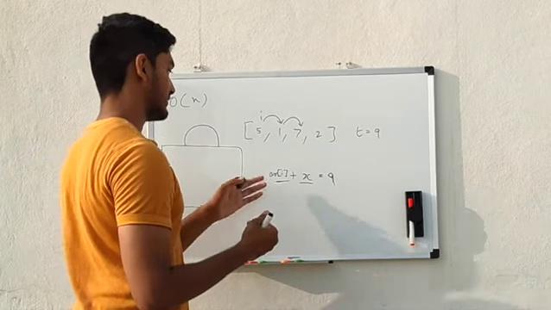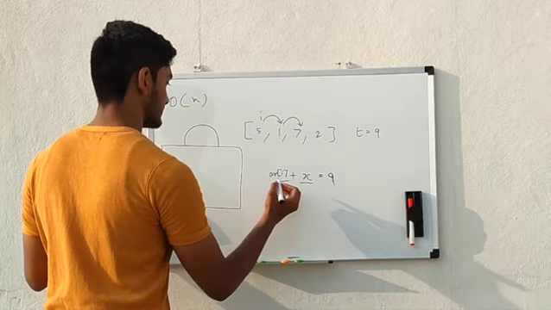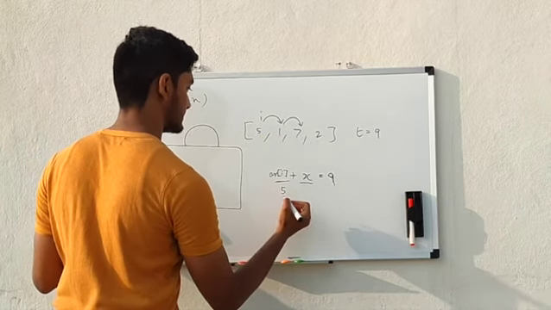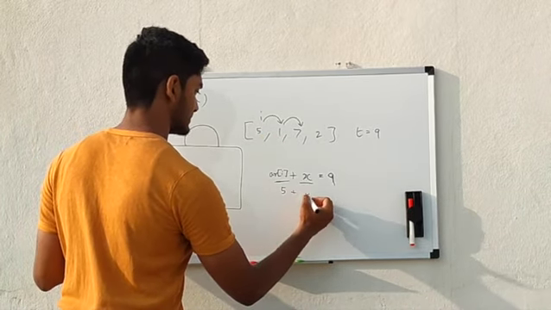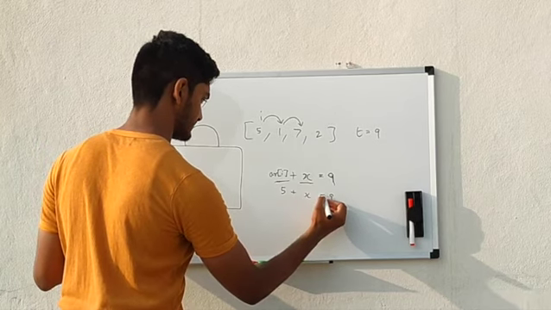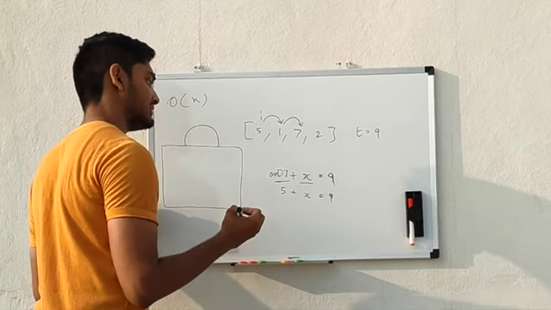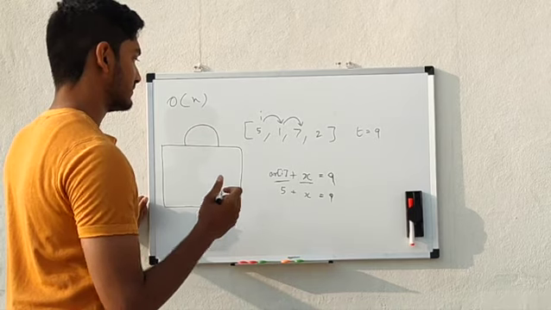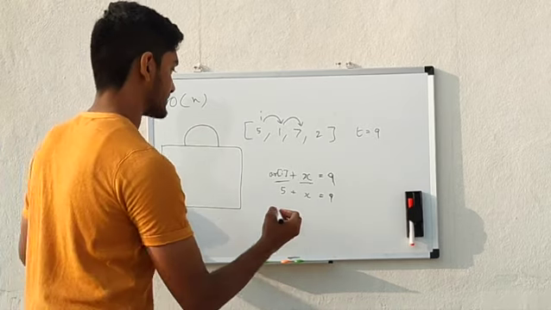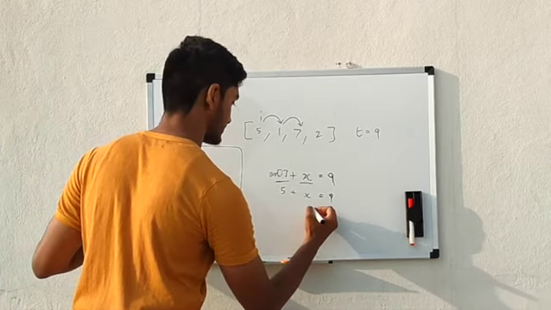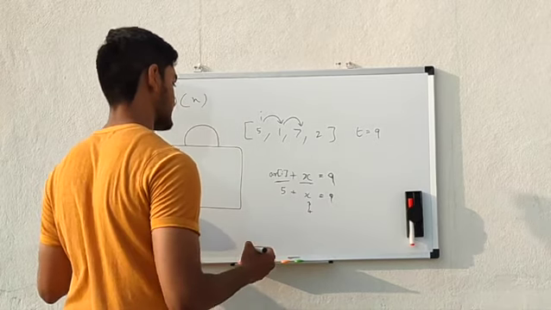For example, if we have array of 5, we first write 5 and then x is equals to 9. So for what value of x will the answer be 9? It's 4, right? For x of 4, the answer will be 9.